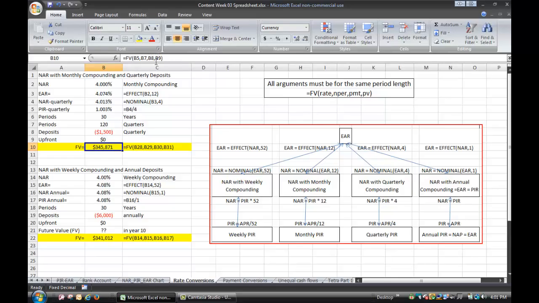We do not have an initial value. It's 0 as in B9. Put that together and the function will tell you that at the end of 30 years you should end up with $345,871.